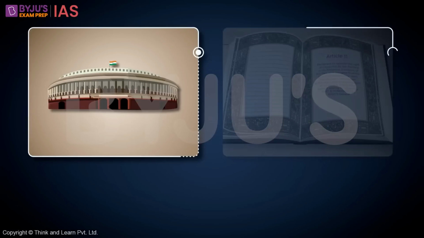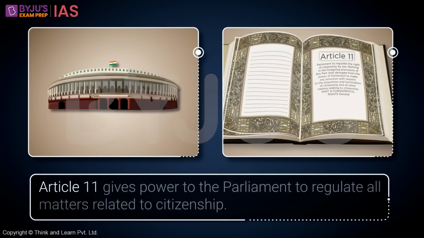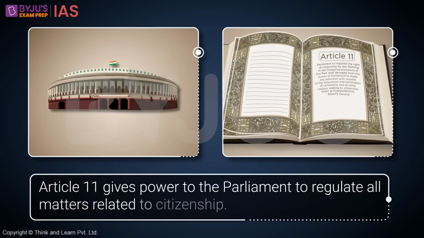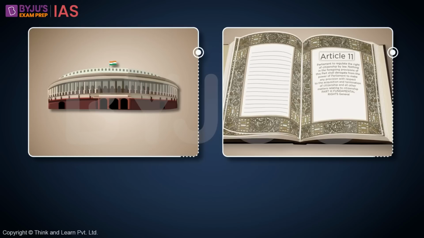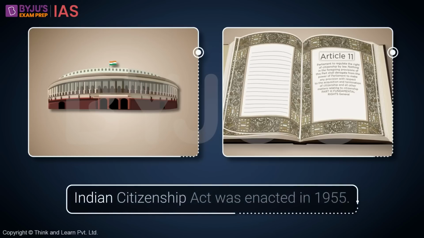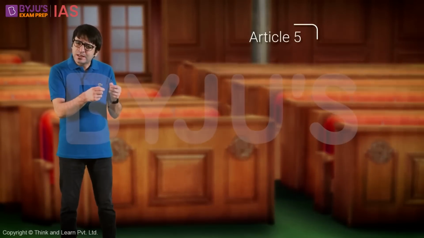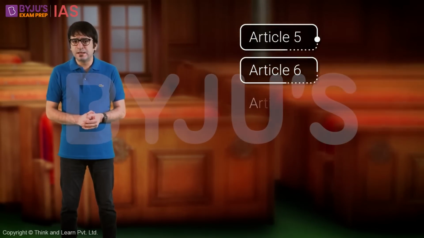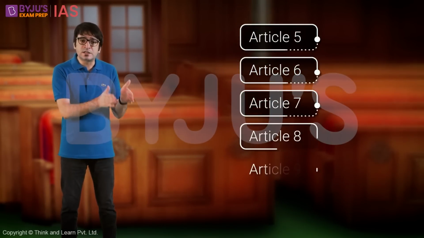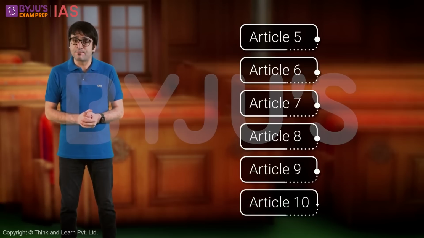When we discuss Article 11, we will see that it gives unfettered power to the Parliament to regulate all matters related to citizenship. And Parliament has done that. The year was 1955, when the Indian Citizenship Act was enacted. But at the same time, what are these constitutional provisions mentioned under Articles 5 to 10? That is something we will discuss today.